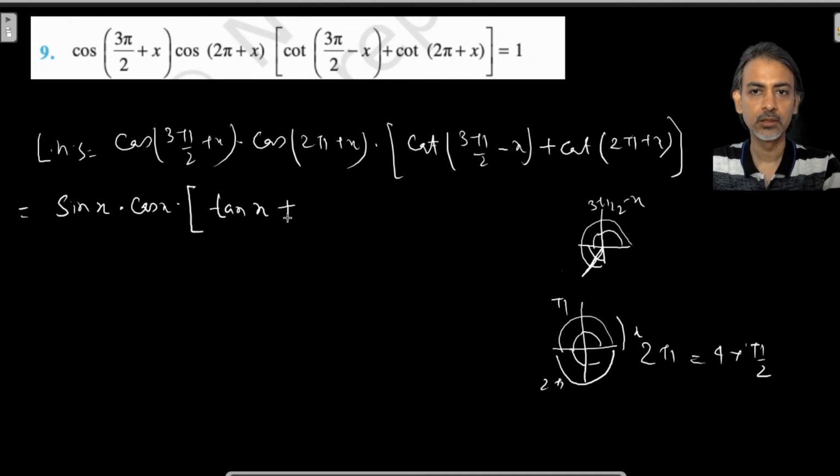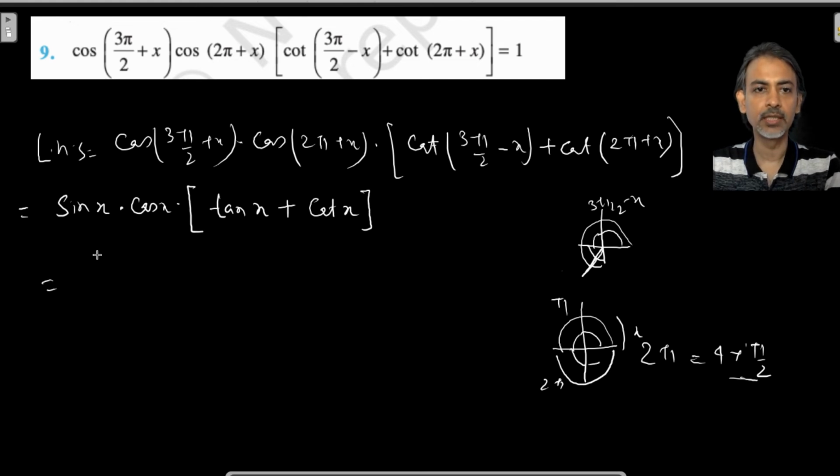Now plus cot of 2 pi plus x. Again, as I did in the previous one, 2 pi is like going the full circle and then coming further up. So cot will remain as cot, because 2 pi, again as I said, is an even multiple of pi by 2. So cot of x, right?